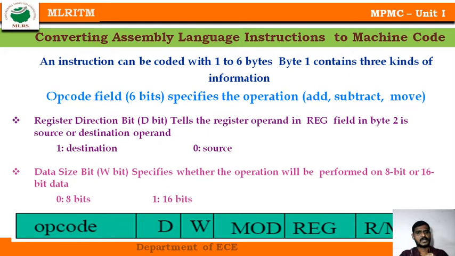Okay, then when I want to convert assembly level instructions into machine level instructions, the processor will perform some tasks, and the programmer needs to know what the opcode values are for that particular operation and how a processor will generate them. So let us see a little bit: an instruction can be coded with 1 to 6 bytes, and the first byte contains 3 kinds of information.